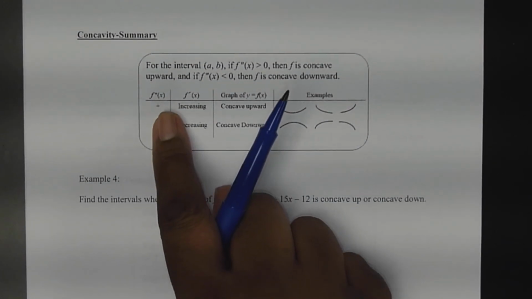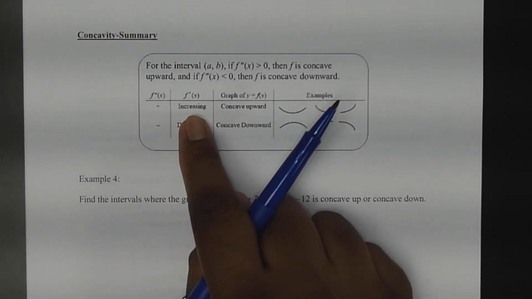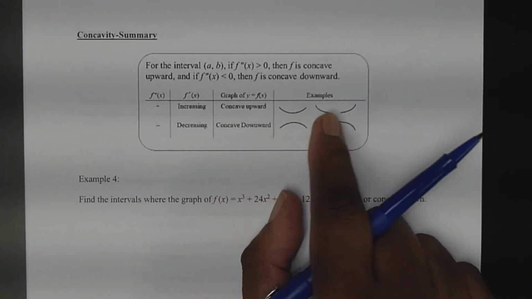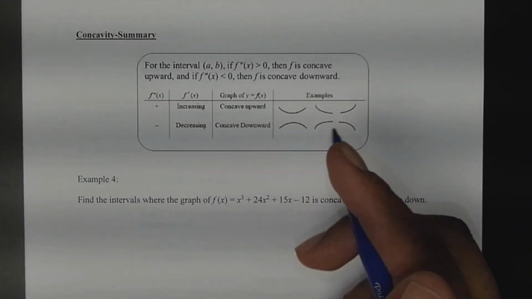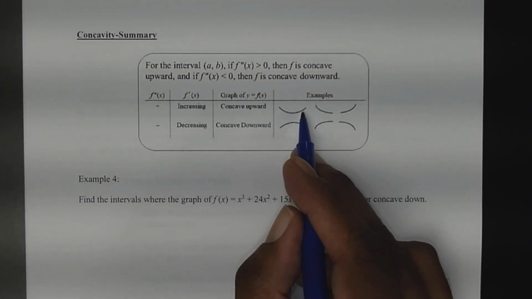And here's the summary of that. If f double prime of x is positive, f prime of x will be increasing, and the graph will be concave upward. And these are just some examples of what concave upward looks like. Meaning if I draw a secant line, that secant line would be above the graph.